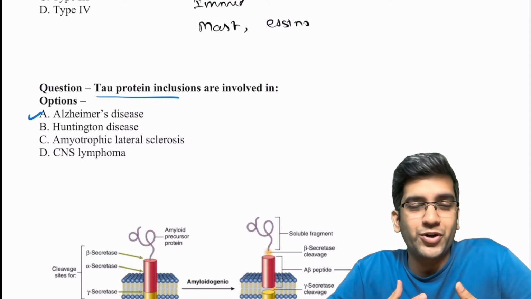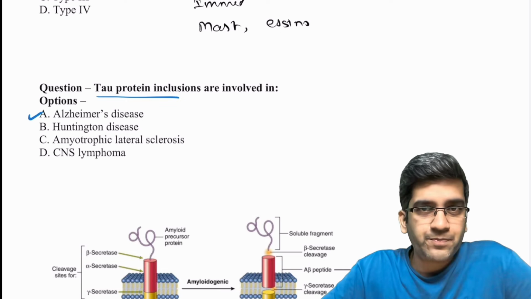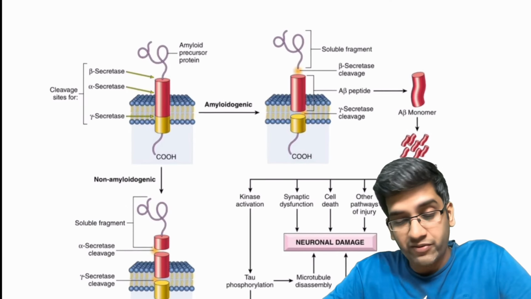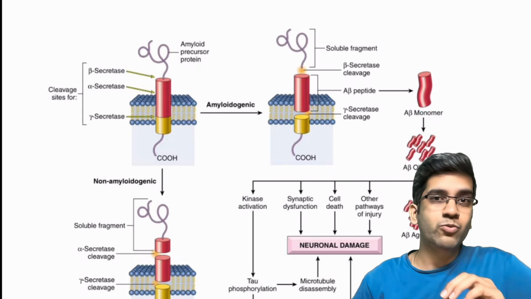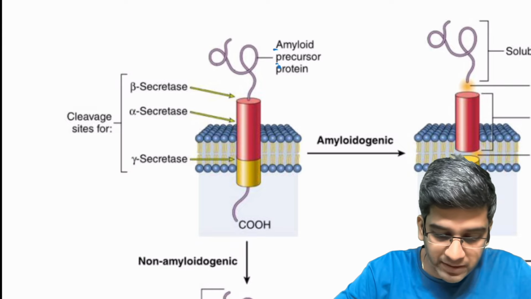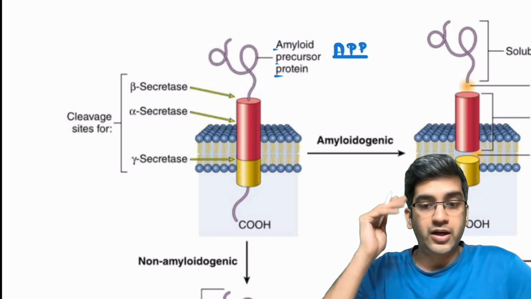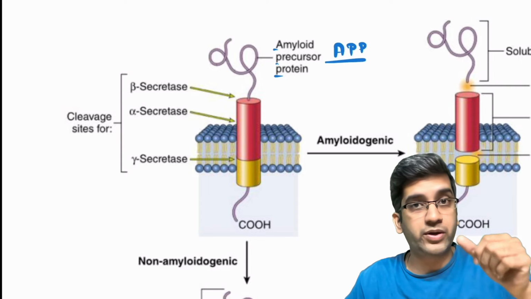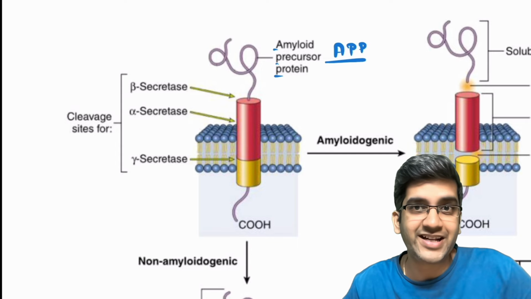So what is tau protein? We have to read about that, right? You might not get this back again, but if a bouncer comes in an NEET PG or FMGE exam or an INI-CET exam, this table or this image from Robbins can help us a lot, right? This is the normal amyloid precursor protein. If you remember the case of amyloidosis that we discussed, amyloid precursor protein is where the A beta amyloid comes from, right? In Alzheimer's disease.